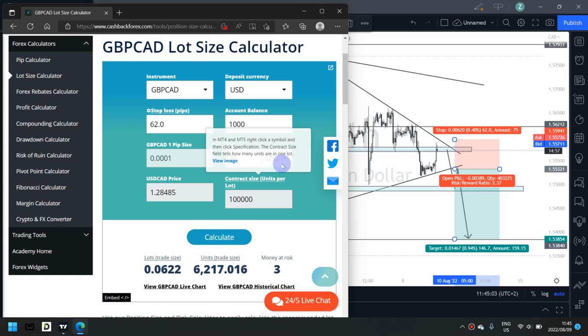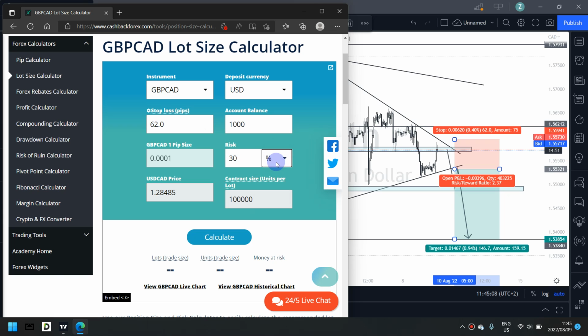On the risk, you can change it to percentage or dollars or money, so this USD depends also on your deposit currency. If you use a different deposit currency, it's also going to cater for that currency. So let's say 3%, which is $30, and if you see here, it says money at risk, $30, 3%. Now the lot size that you would use is 0.06 for the $30 risk on the $1,000 account.